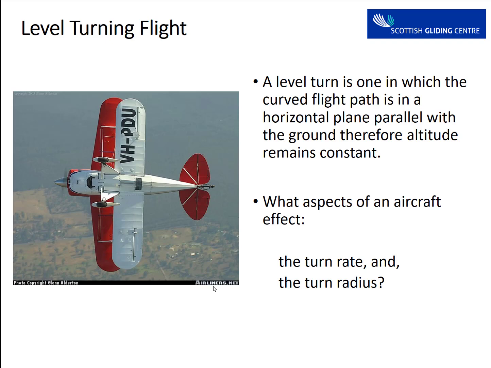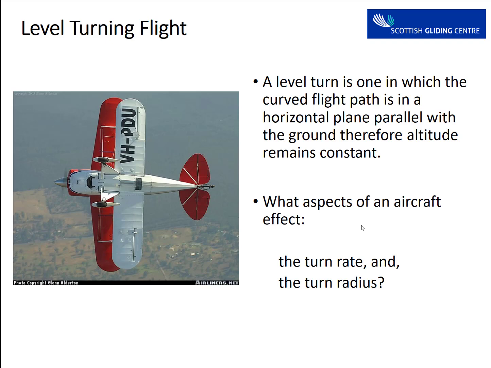Now we're going to talk about level turning flight, and a level turn is one in which the curved flight path is in a horizontal plane parallel with the ground and altitude remains constant. It's slightly different in a glider because we can't have a perfectly horizontal turn, and we always descend ever so slightly in a turn, but we try and minimize the amount that we descend in the turn.